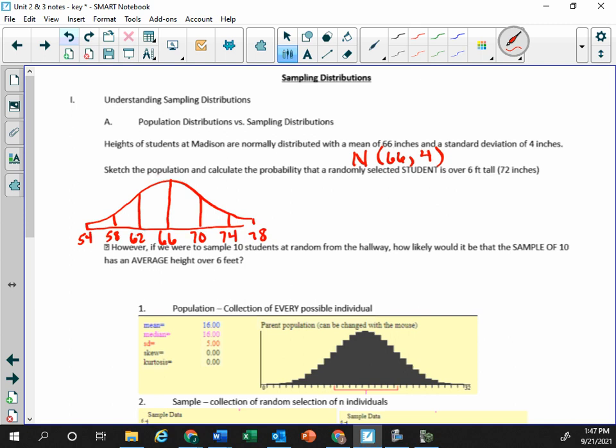We want to know the probability that a randomly selected student is over 6 feet tall. That didn't fall perfectly on one of our standard deviations, but I can see the general area. 72 is somewhere in here. So I want to know how likely it is that they fall in that little shaded area.